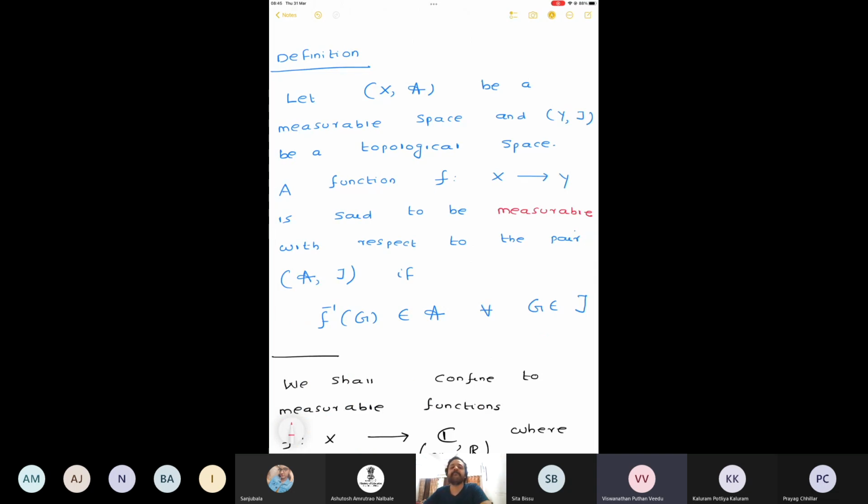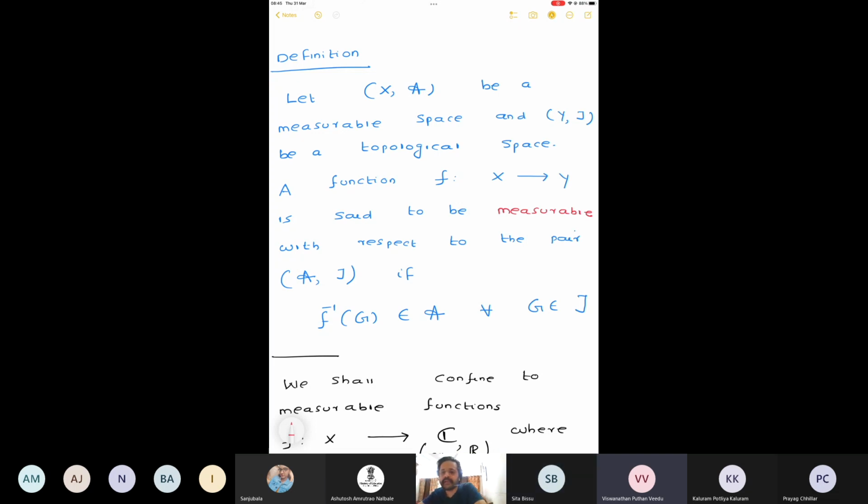Now I have the measurable function. So look at the precise definition. You have a measurable space (X, A). What is A there? If you have a measurable space, what is A there?